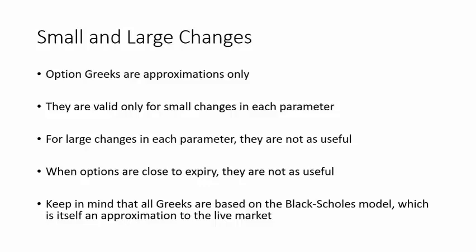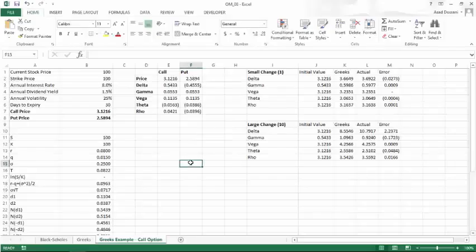Right, so now we're going to go into Excel, and I'm going to show you how the Greeks can be used and how it differs when you're looking at small versus large changes. Alright, so on this third tab, it's very similar to the last tab we looked at, except I have these two tables that I've put in here where I'm showing you how good of an approximation the Greeks are relative to what actually occurs.